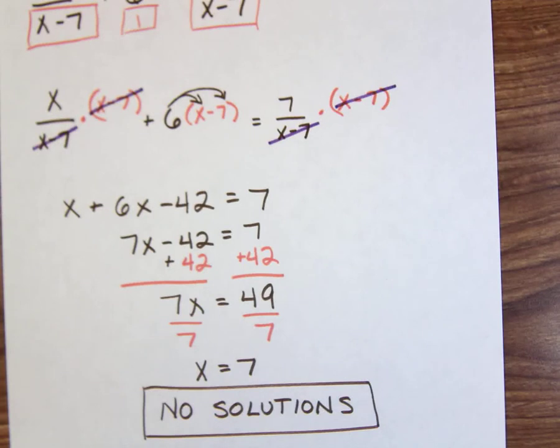Okay. Wait, if the answer is not in the domain? The answer has to be in the domain. In this case, the domain was any answer you want except 7. And we got 7. If we'd gotten 2 answers somehow, like we're like, oh, x could be 7 or 11, then we have an answer. It'd be 11.